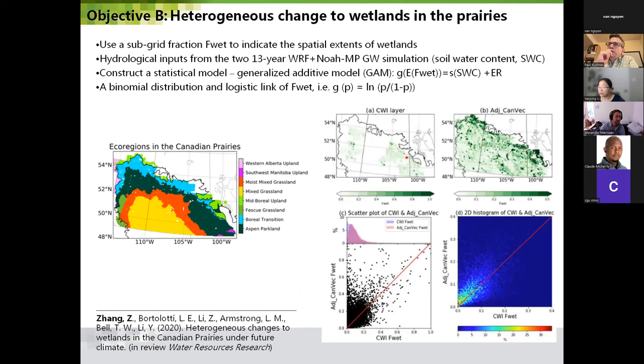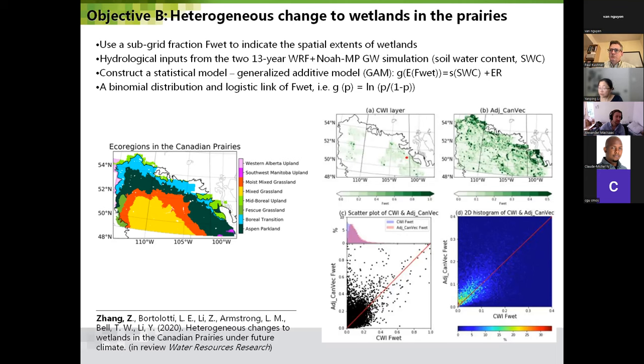We mainly focus on the heterogeneous effect of climate change on different parts of the prairie wetland. Specifically, what we have been doing is obtaining the hydrological conditions from two coupled WRF simulations, the historical one and the future one. We then use them to estimate future wetland extent in the prairie. First, we introduced a subgrid fraction, FWET, to indicate the spatial extent of wetlands, because a lot of wetlands have a size smaller than 4 kilometers by 4 kilometers.